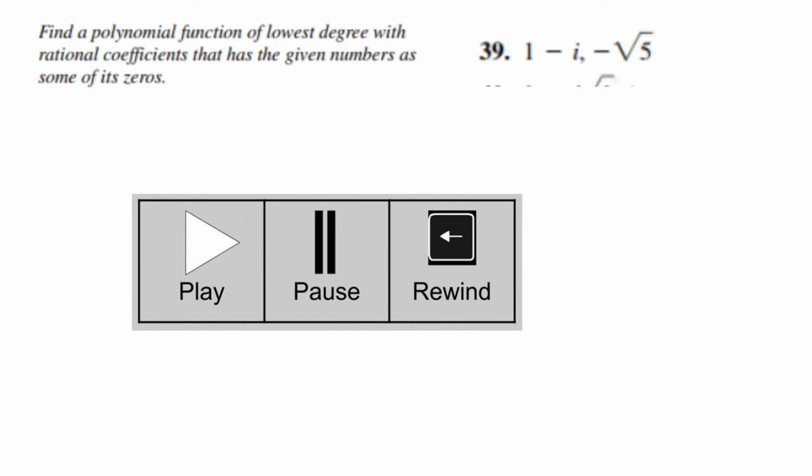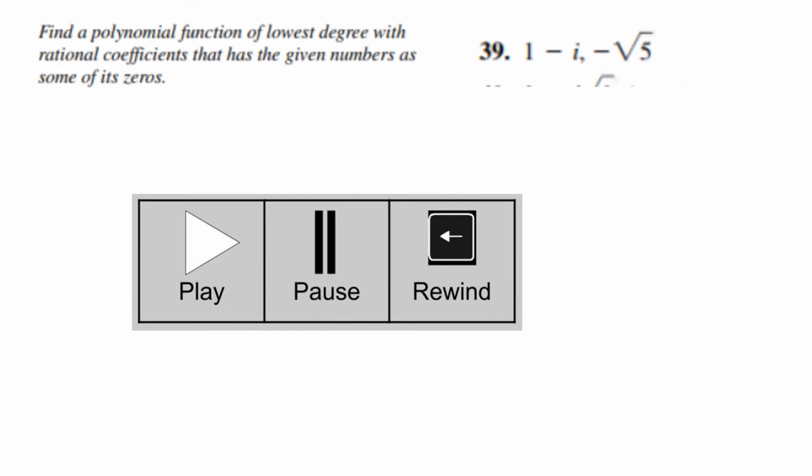Problem 39 says, find a polynomial function of lowest degree with rational coefficients that has the given numbers as some of its zeros. Now, since these are some of its zeros, if 1 minus i is a 0, then 1 plus i has to be a 0. And if minus square root of 5 is a 0, then plus square root of 5 has to be a 0. Press pause, and do the problem and return and see how you did.